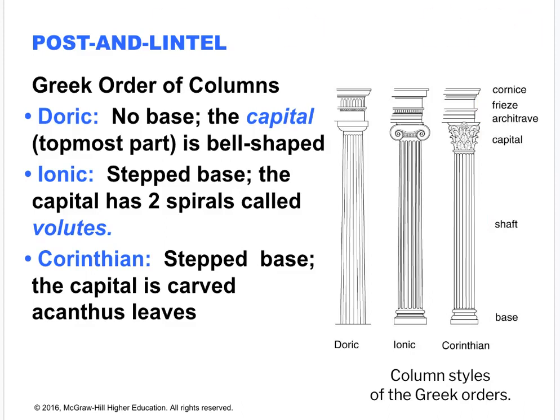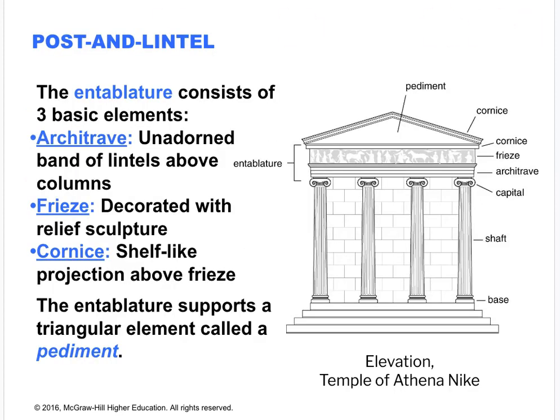Okay, so a little bit more with this post and lintel Greek style. Some more terminology. The entablature consists of 3 basic elements, the things I just went through: the architrave, the frieze, and the cornice. And you can see how it arranges here. This is a little bit more zoomed out, but that represents what we call the entablature.